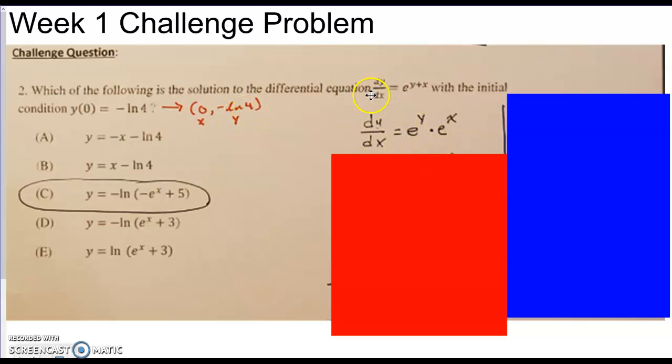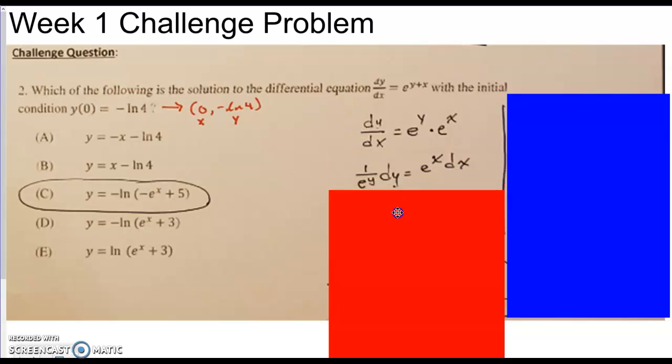So what we need to do, take the differential equation, and the very first step, you must always separate the x and y. If you look at the way it's written originally, we have e to the power of y plus x. We can use a pre-calculus concept and split that up as the product of e to the power of y times e to the power of x. This allows us to separate the x and y. So my next step is I'm going to divide both sides by e to the y, and then I'm moving the dx over to the other side.